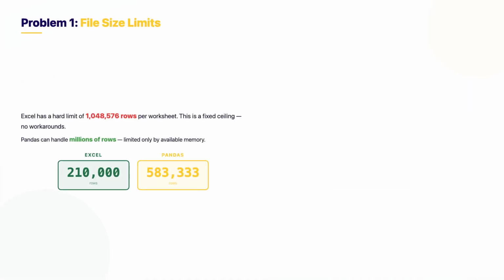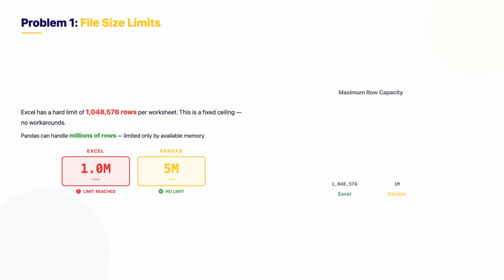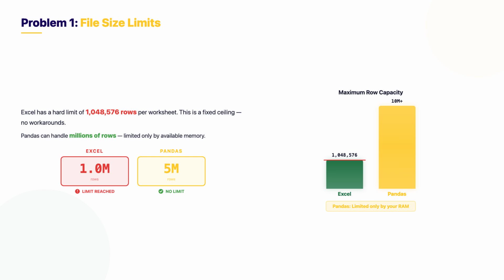Let us start with the first major problem: file size limits. Excel has a hard limit of 1,048,576 rows per worksheet. That sounds like a lot, but in the real world it is not. If you work with sensor data, transaction records, or any kind of time series data, you can easily exceed this limit. And when you do, Excel simply cannot open the file.